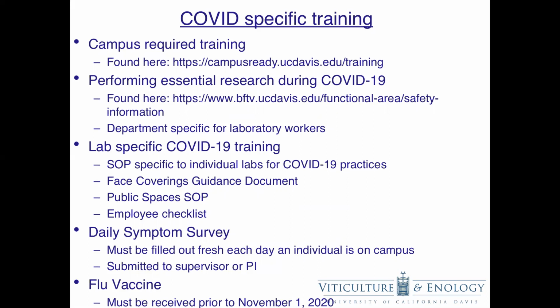Each lab has a COVID-19 specific SOP. When you begin work in a lab, you will be required to read this SOP, as well as a face covering guidance document, a public spaces SOP, and you must fill out and complete the employee checklist. A daily symptom survey must be completed each time you enter a building on campus. These must be filled out every day you come to campus and sent to a lab supervisor or PI prior to entering the lab. You must also receive the flu vaccine prior to November 1st. The UC Davis Student Health Center is offering these vaccines. However, you may also receive it from your primary care practitioner or a pharmacy.